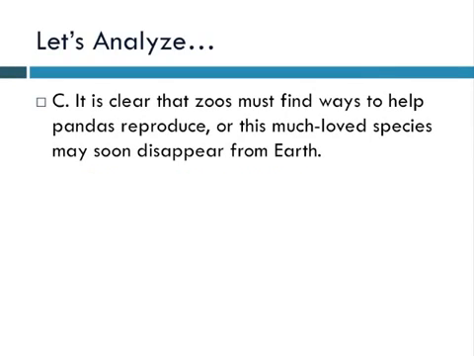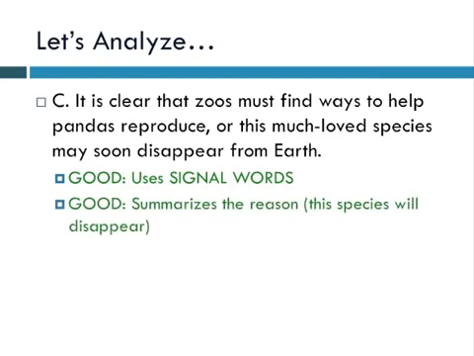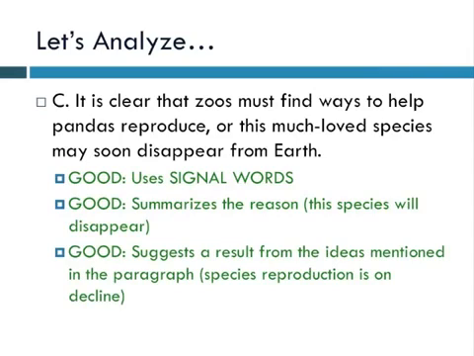Now let's look at C. Okay, well, it's good because it uses signal words. It's good that it summarizes the reason the species will disappear. It's good that it suggests a result from the ideas mentioned in the paragraph. First off, it mentions that species reproduction is on the decline. So not just picking up or purchasing or acquiring new pandas, but they must help them reproduce. That was an idea mentioned in the paragraph itself. So in this case, it looks as if C is going to be our best choice.